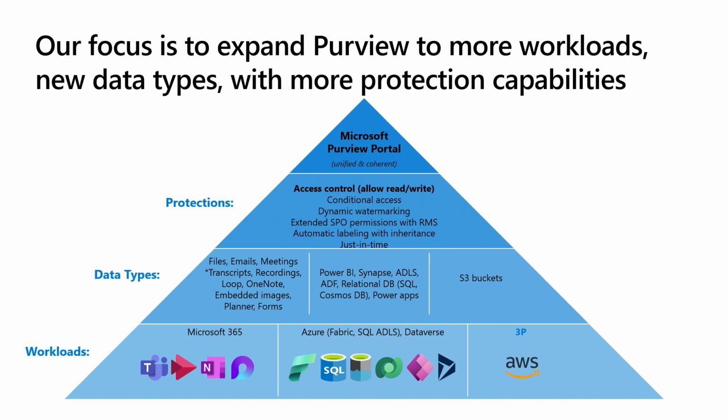that would start with the workload of Microsoft 365 and Azure in terms of protections, protecting through a combination of several controls, not only just labeling, but things like dynamic watermarking, conditional access, automatic label with inheritance, just-in-time protection that you see now even with things like endpoint DLP, but also going into data types beyond files, meetings, and unstructured data, but also including your structured data, Power BI, Synapse, Cosmos DB, Power Apps, but then we start looking at the workloads going beyond just Azure and Microsoft 365, going into your Fabric and not just Microsoft oriented. We're now moving into AWS and S3 as well.